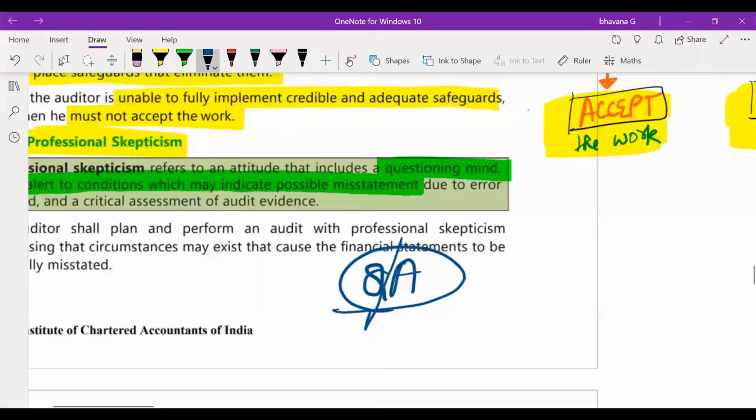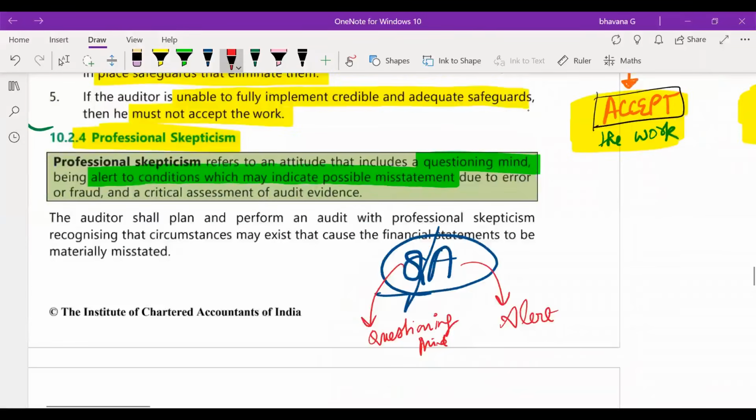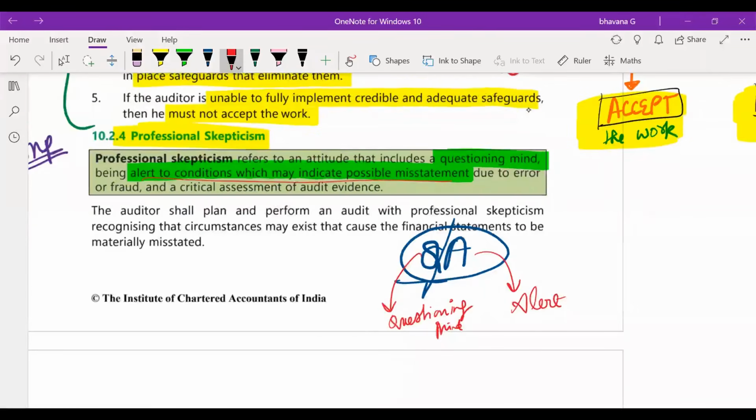That means the auditor must always have a questioning mind, and he must always be alert to all the situations or conditions which might indicate a possible misstatement. That means whenever he goes to audit, he must always have a questioning mind. If I find something wrong, I ask the employee why this has happened. Why is this like this? If he tells me something, I must not readily accept it. Again and again, I must keep on asking why is this? So always I must have a questioning mind: why can this happen? Why has this happened? Why is this going to happen? Like that. Then only I'll be able to detect more frauds.